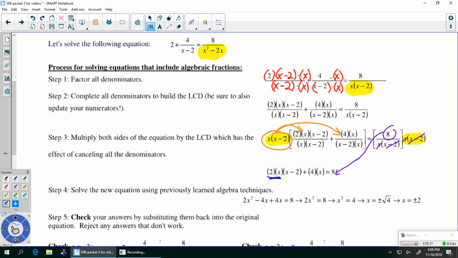This 2x is distributing to the x minus 2, so it's there, 2x squared minus 4x. That is just 4x, which is here, and that is just 8, which is there. The 4x's happen to cancel, so we just get 2x squared equals 8. We'll divide both sides by 2 and get x squared equals 4. Obviously x equals 2, but don't forget that this equation is going to have 2 answers.